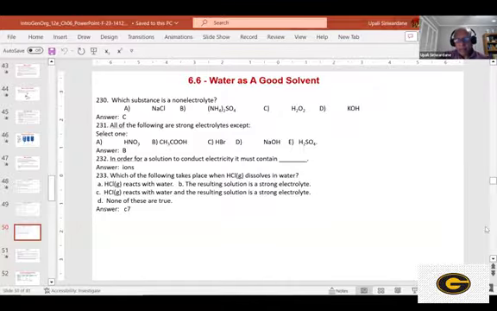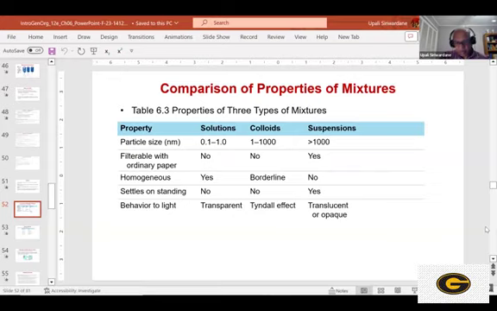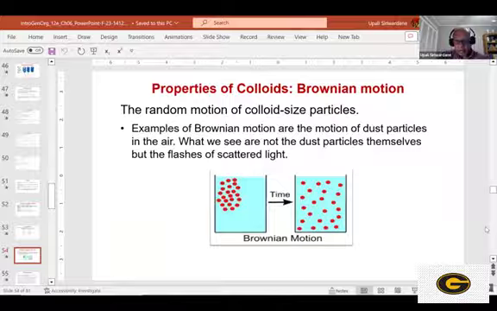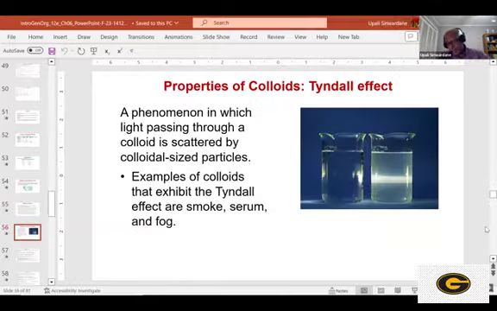So we talked about colloids, particle sizes. Colloids have 1 to 1000 nanometer particle size. Suspensions settle down. Colloids show the Tyndall effect. When you pass light through a colloid, it shows a path through the solution. If you can see the path of the light in the solution, that's a colloid.